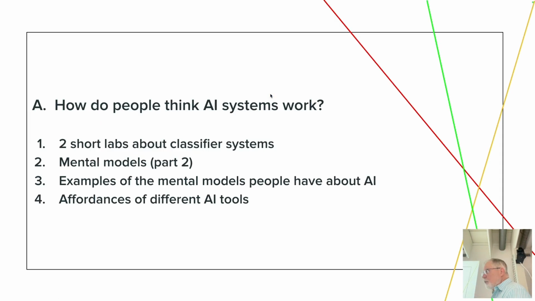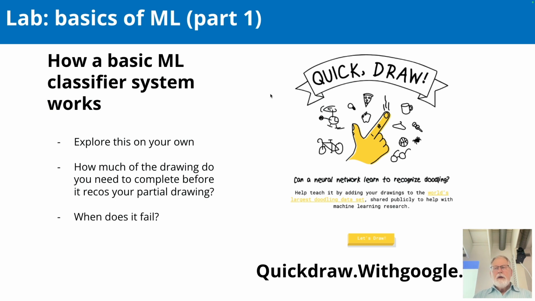For today, however, we're going to talk about how people think about AI systems. In particular, what we're going to do is start up with a couple quick labs. So make sure you've got a laptop. You can do this on a phone, but it's really hard. Laptop's better. So bring a laptop or find a friend who has a laptop. Okay? And then we'll talk about mental models, examples, and affordances. So here's the first lab.